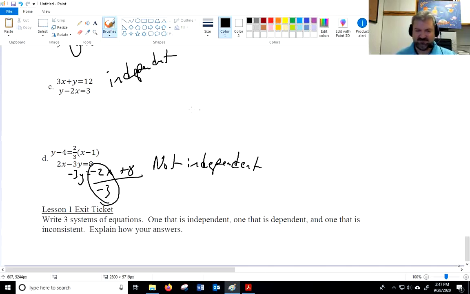So that's the answer. All right, for lesson 1, I want you to write, for your exit, three systems of equations: one that's independent, one that's dependent, and one that's inconsistent. You could do this very easily, or you could actually try to make these problems somewhat interesting. I'll leave that up to you.